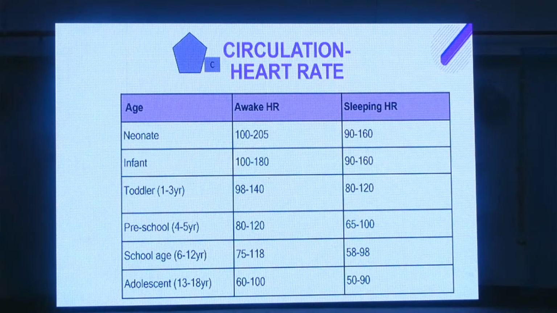Usually, heart rate seen in neonates is around 100 to 200. In infants it is 100 to 180. Toddler is around 98 to 140. Preschool, about 4 to 5 years, is 80 to 120. And school age, around 6 to 12, is 75 to 118. Adolescent is around 60 to 100.